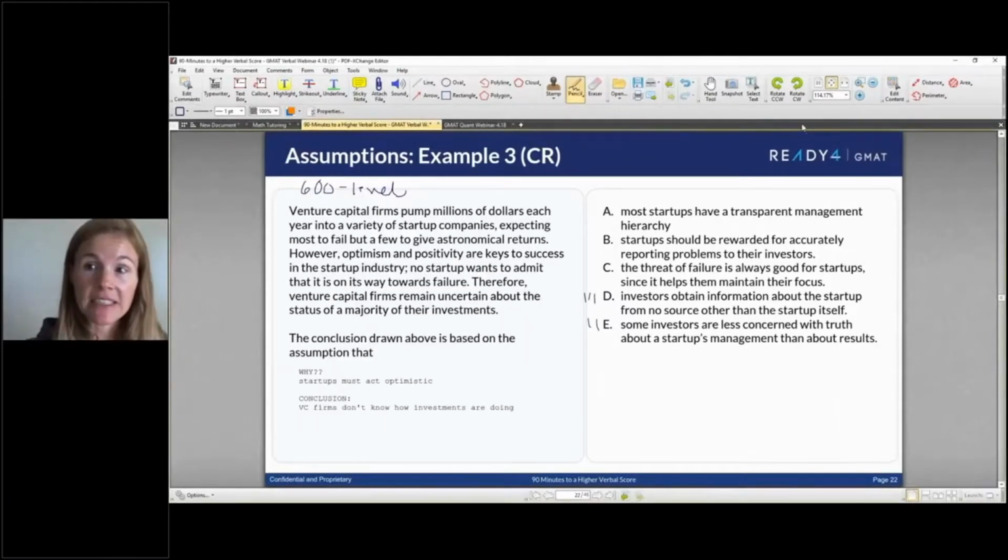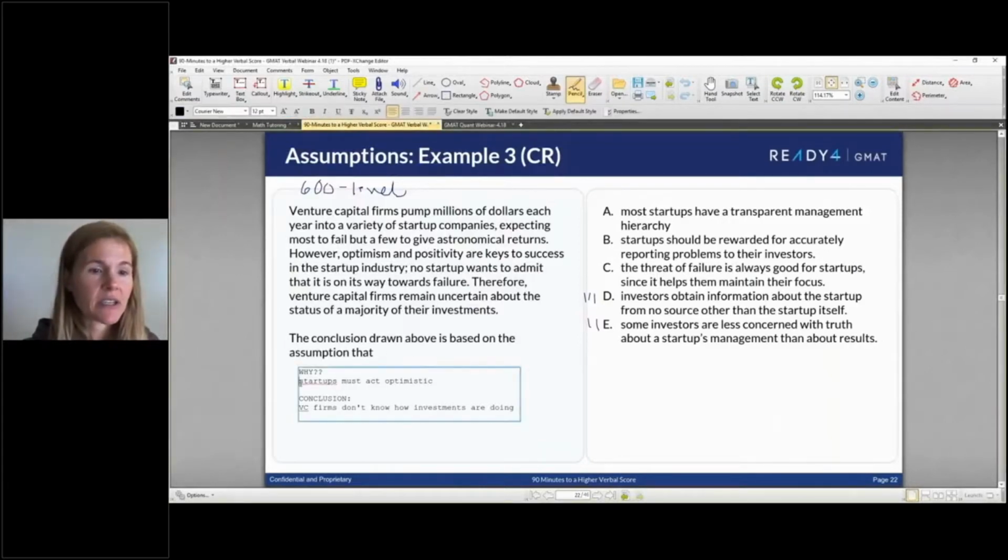Looks like we got some folks who liked D and some folks who liked E. Again, I went through and I said, all right, what is the conclusion that the author is coming to here? The author is coming to the conclusion that VC firms don't know how their investments are doing a lot of the time. Why do they think that? Well, they think that because startups have to act optimistic. So VC firms pump millions of dollars in, but then startups' optimism and positivity are keys to success in the startup industry. So startups must act optimistic to be successful. So no startup wants to admit that they are on their way towards failure.